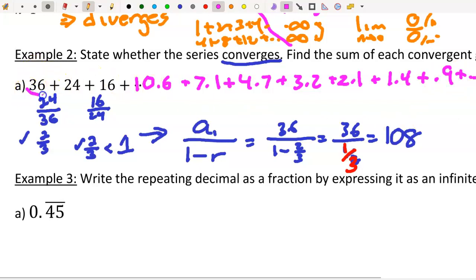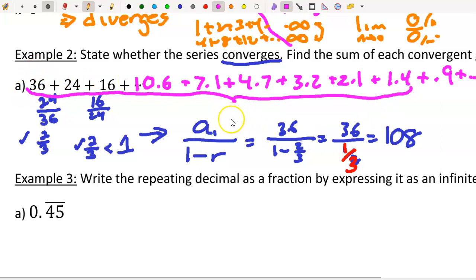So all of these numbers, I already kind of did this for you, all those add up to 107-ish. Like basically 107. So the first 1, 2, 3, 4, 5, 6, 7, 8, 9, right? First 9 terms add up to 107. That means the whole thing adds up to 108.